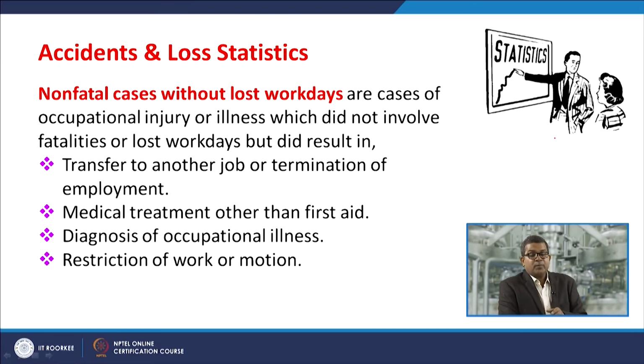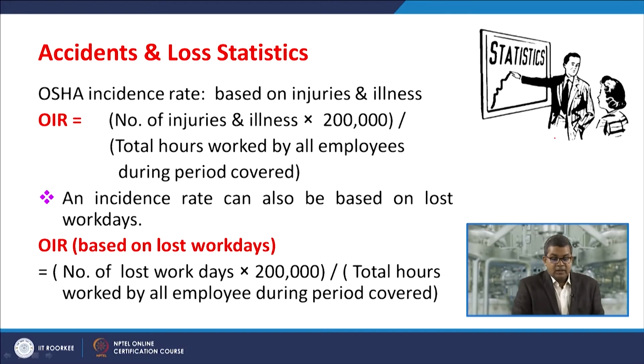So these types of things should be taken into consideration. So the OSHA incidence rate based on recordable injuries and illnesses has a statistical formula: the number of injuries and illnesses multiplied by 2 lakh, divided by the total hours worked by all employees during the period in question. Now, the incidence rate can also be based on lost work days.